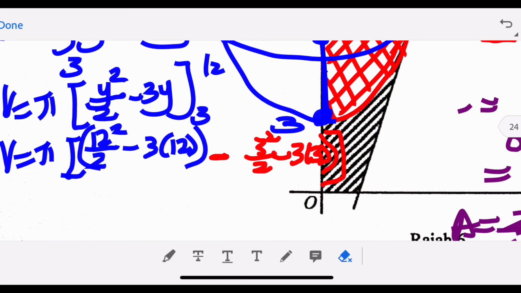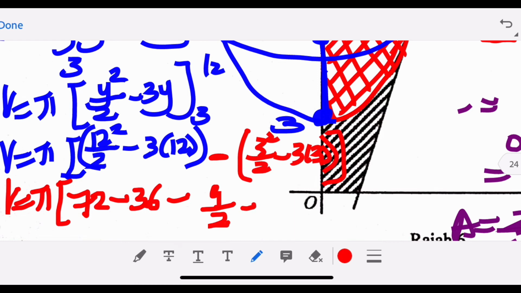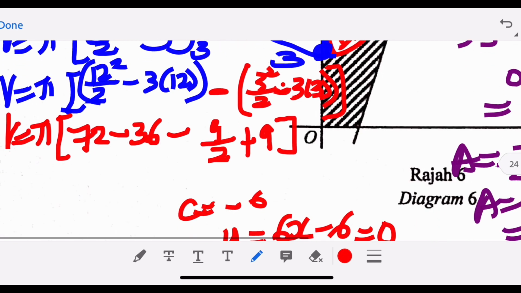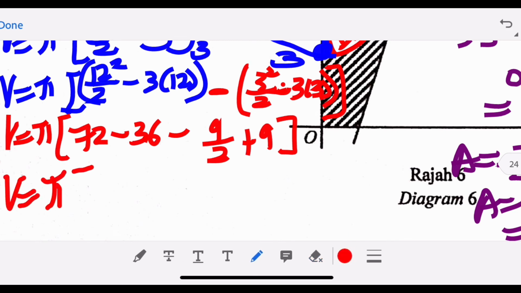Now we need to simplify. So volume is equal to pi, 144 over 2, which is 72, minus 3 times 12, which is 36, minus 9 over 2, minus 3 times 3, which is 9. Because this is minus, so here be plus. So hence the answer that we get will be volume is equal to 36 plus 9 over 2.